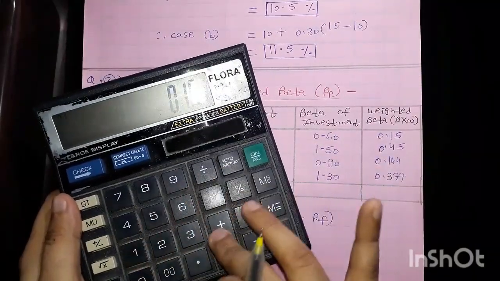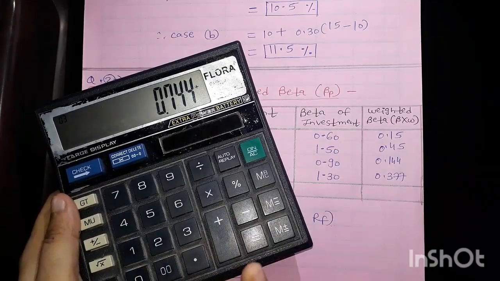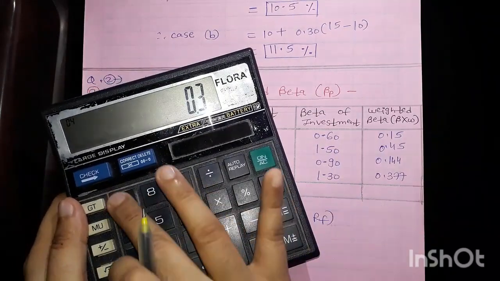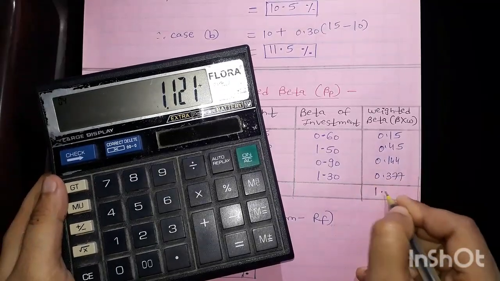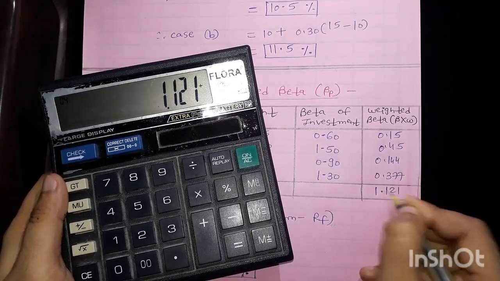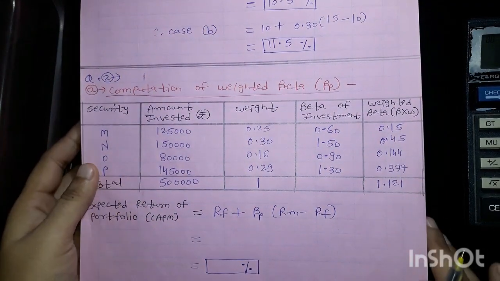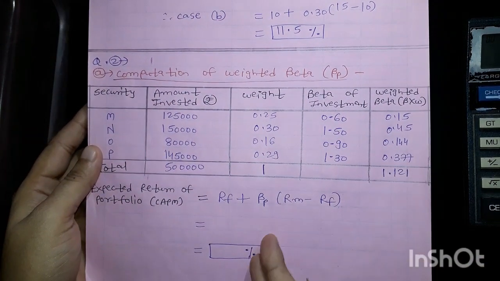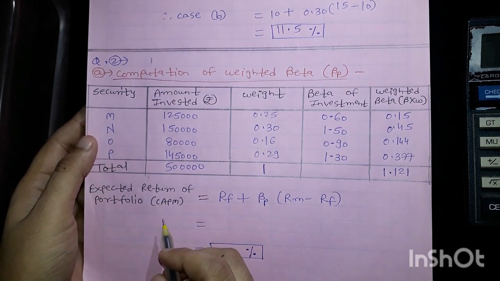Okay, now we will just take a total of these betas. So 0.15 plus 0.45 plus 0.144 then 0.377. Okay, so we are getting this weighted beta 1.121. Okay, now we will just put this beta in the formula and we will get the answer of expected return of portfolio as per CAPM.